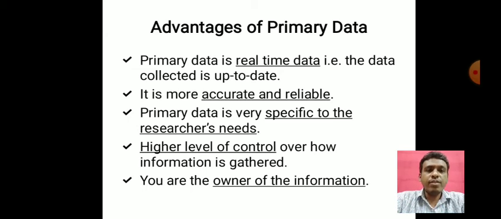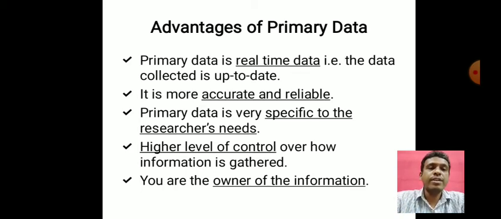The second advantage of using primary data is that it is more accurate and reliable. The accuracy and reliability are very high, again because you yourself are collecting the data, so there won't be any bias. If there is any bias, you will get to know what it is, whether it is respondent bias or researcher bias. And generally when you want to do research in a proper way, there won't be any bias, that is, you would like to do a very correct type of research.